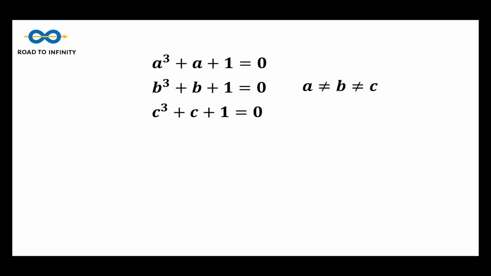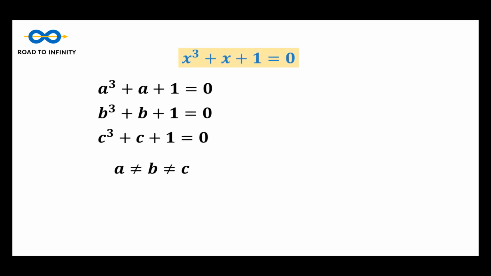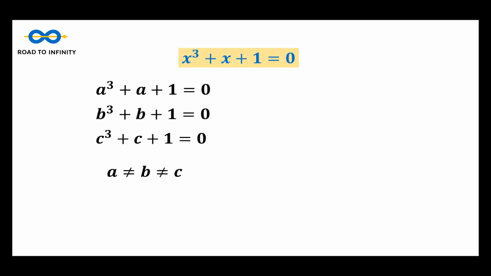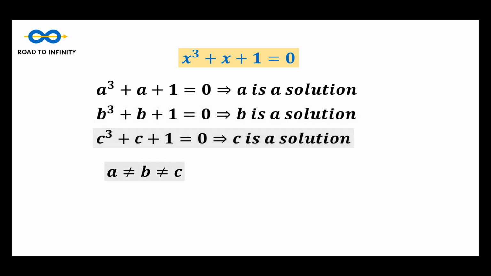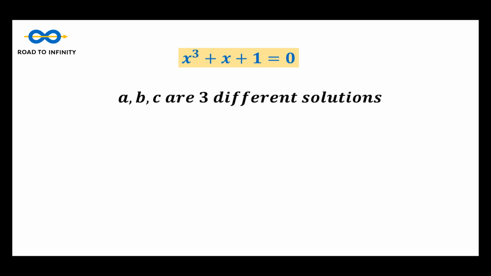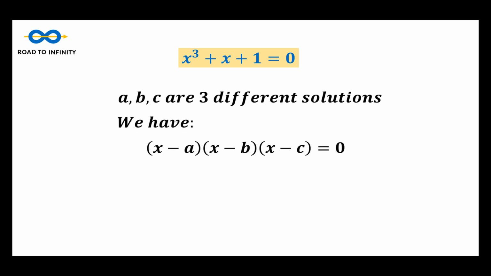We will consider the polynomial equation of degree 3, x to the 3 plus x plus 1 equals 0. We see that a satisfies the equation, so it is a solution of the equation. Similarly, b and c also satisfy the equation, so b and c are also solutions of the equation. Furthermore, a is different from b and different from c, so we have a, b, and c as three different solutions of the equation. Also, the equation has degree 3, so there will be at most 3 solutions. From there, we have x minus a times x minus b times x minus c equals 0.